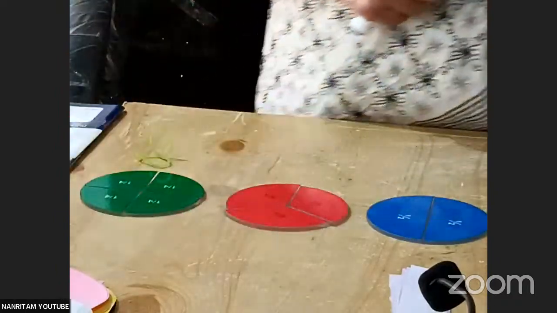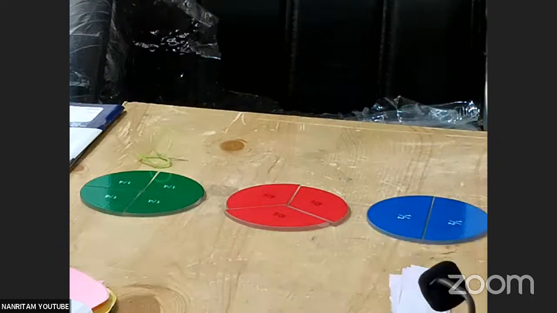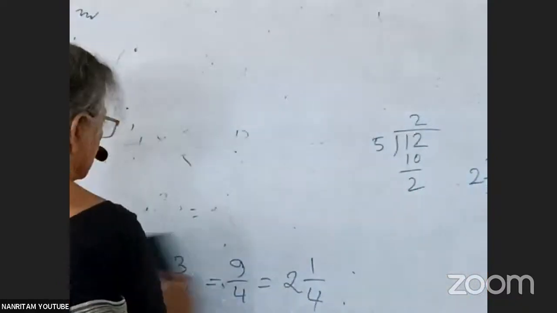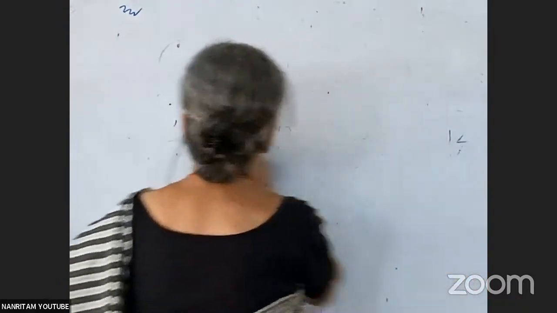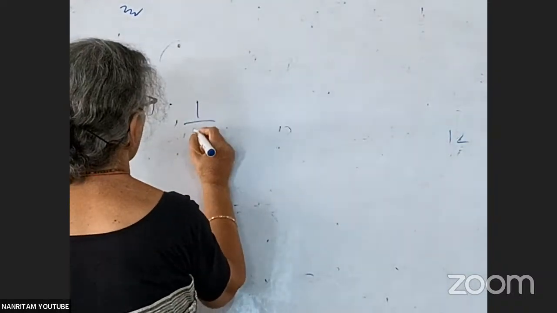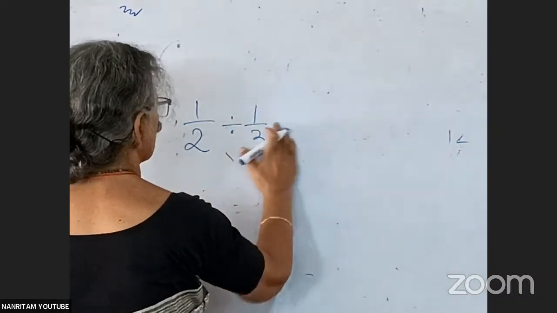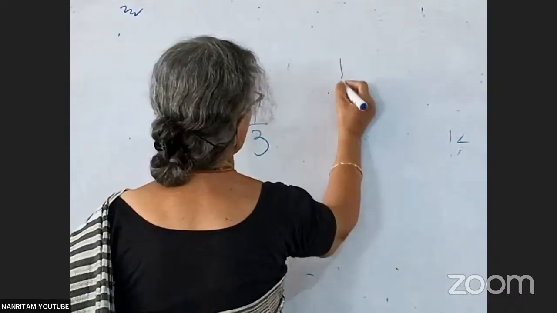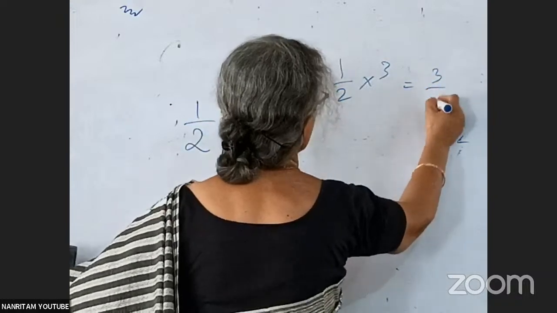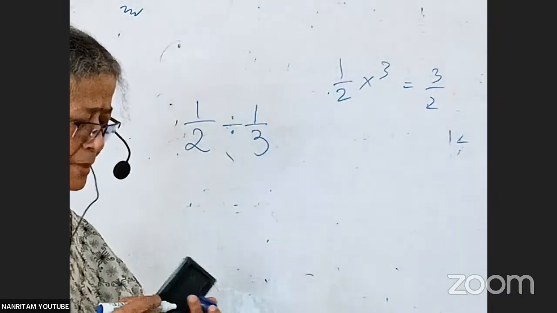Now, if we want to do a division, half divided by 1/3, how to show it with an activity? What do we teach them? Do the reciprocal, multiply, and it is easy. What is it? So half divided by 1/3.